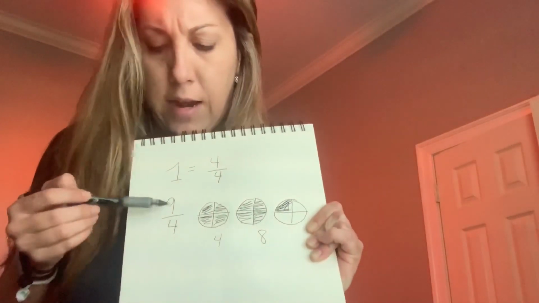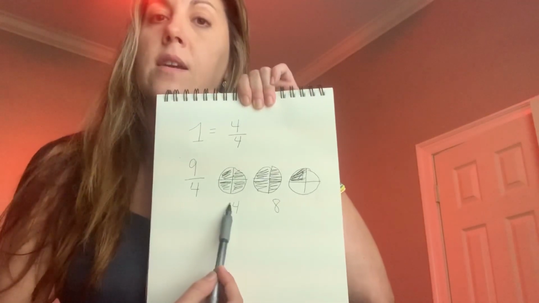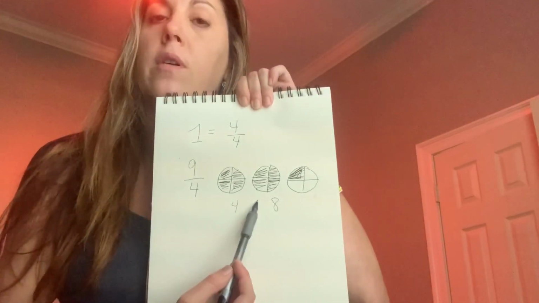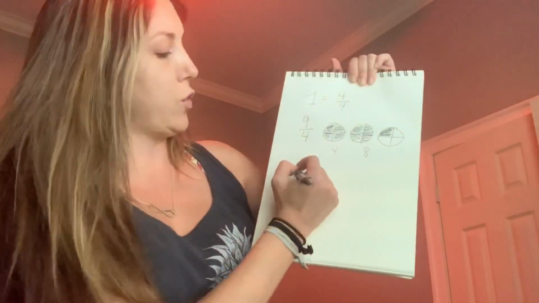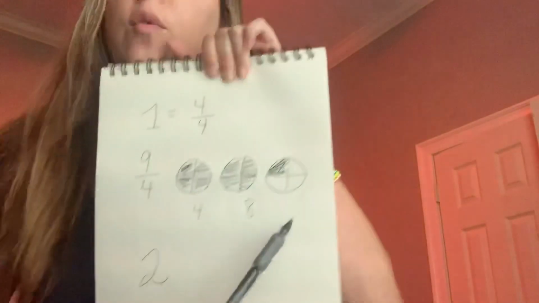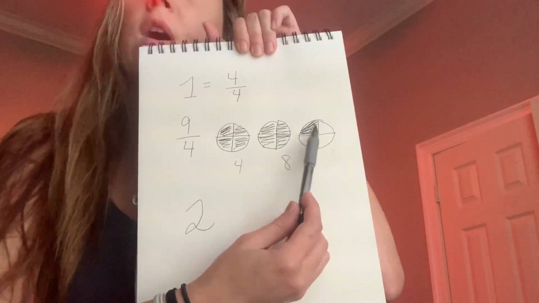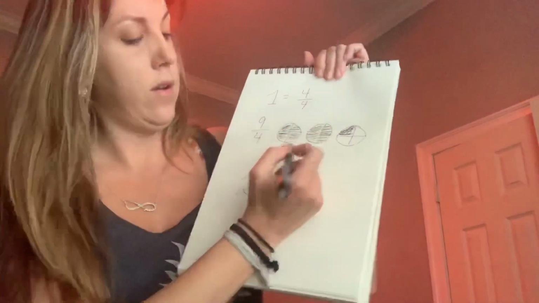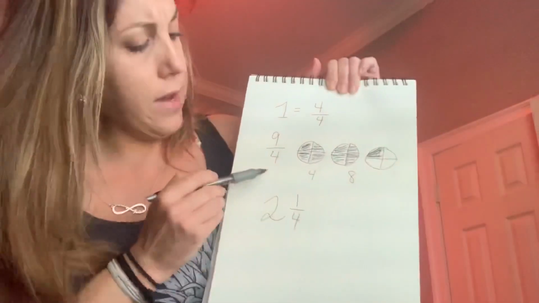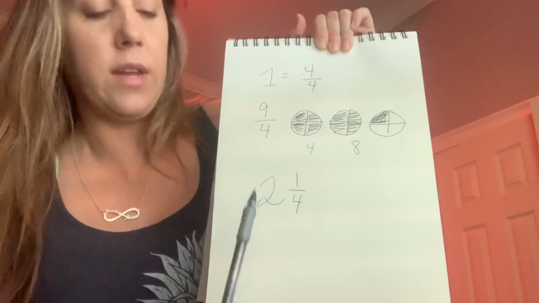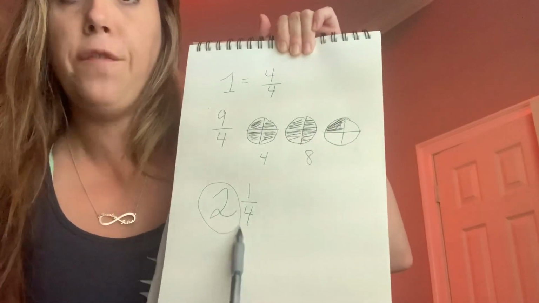Or you could read it as 9 divided by 4. So how many wholes is that? How many times can I count by 4? Well, I can count by 4 how many times? 2 times, because there's 2 wholes. 2 wholes. And what's left over? What's my remainder? What's left? 1. 1 what? 1 fourth. So 9 fourths is equivalent to 2 and 1 fourth. I can make 2 wholes and I have 1 fourth left over.